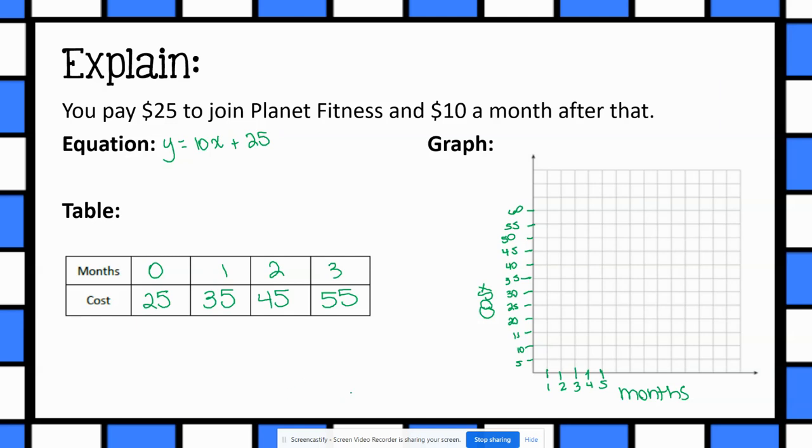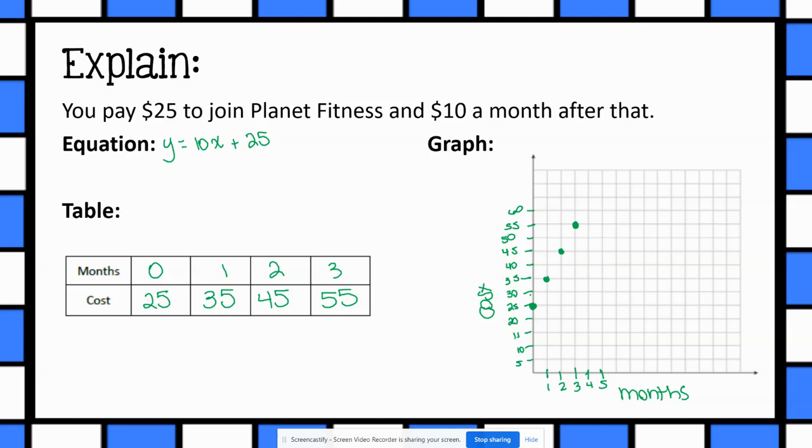Well, if I had 0 months, the cost is still 25, so I'm going to represent that with this point where X is 0 and Y is 25. 1 month, the cost is 35. For 2 months, the cost is 45. For 3 months, the cost is 55. So you can see here I would have a straight line.